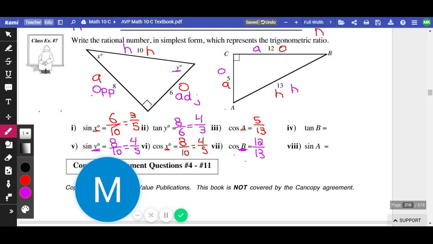Lastly, we'll do tan B and sine A. So tan B means based on angle B. Based on angle B, tangent would be opposite 5 divided by adjacent 12. Sine A is based on angle A. Opposite over hypotenuse. The opposite for angle A was 12. The hypotenuse for angle A was 13. Those would be your trig ratios.